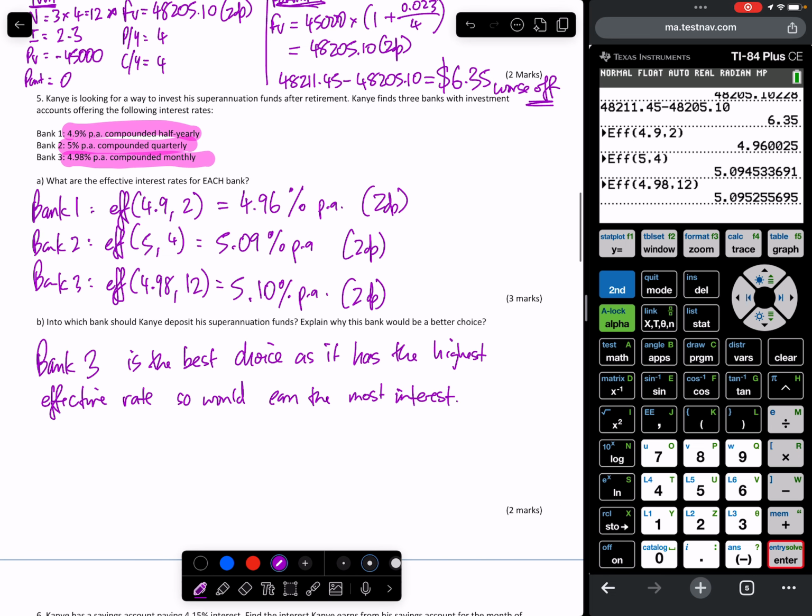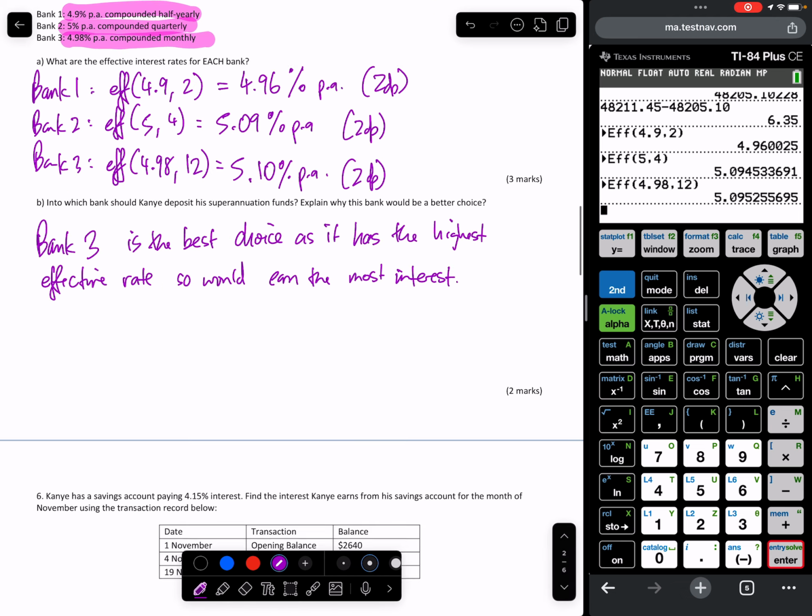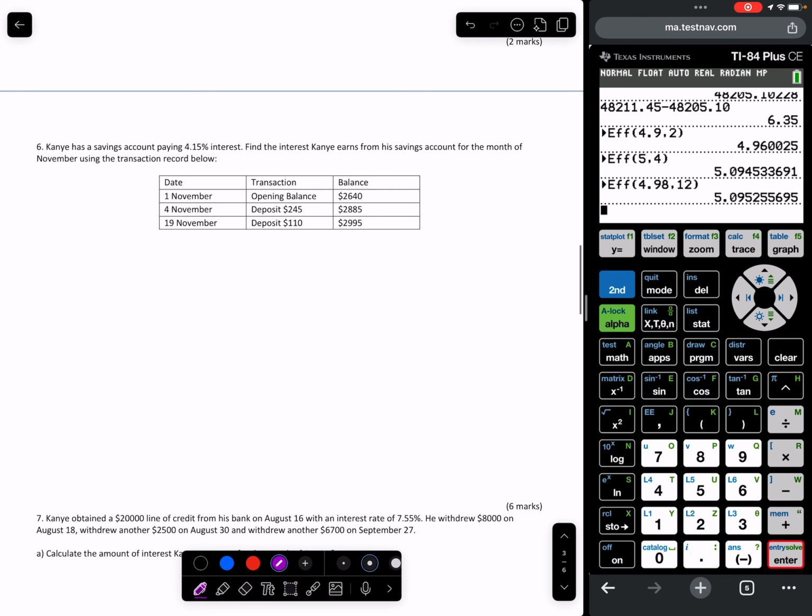That's page 2 done. Page 3, let's go. Kanye has a savings account paying 4.15% interest. Find the interest Kanye earns from his savings account for the month of November using the transaction record below. So remember, it's simple interest in a savings account for every day at a particular balance.